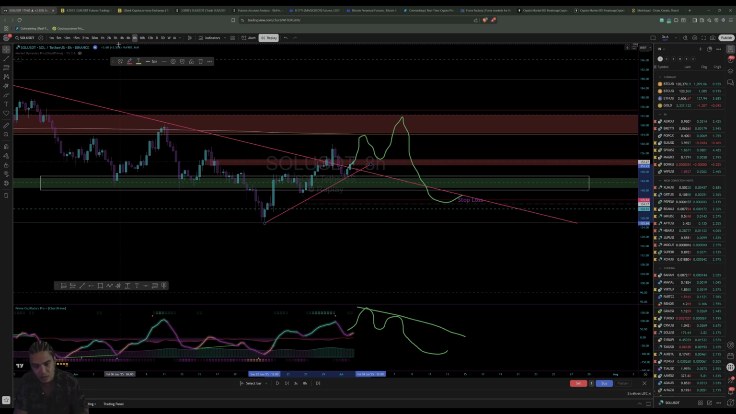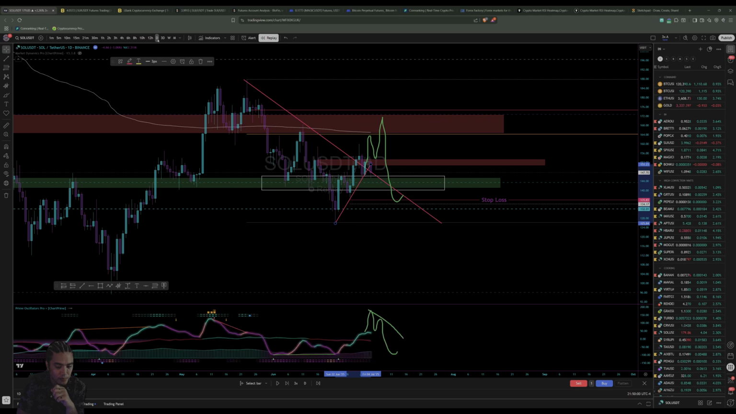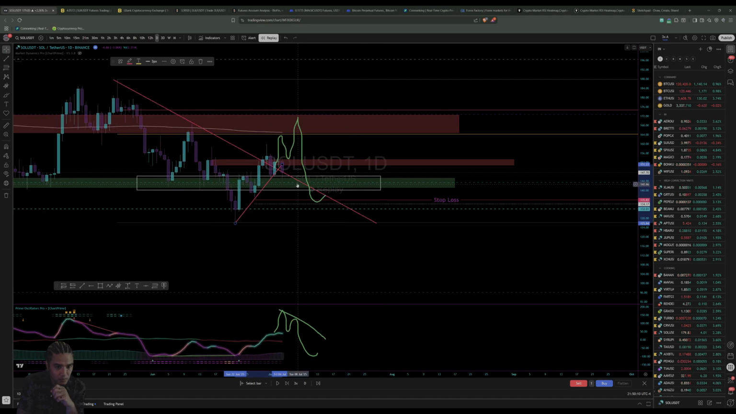Okay, so it respected the trend again. Oh, not looking good. We're making lower lows, and that is starting to print lower lows. Strength doesn't look too good there. Money flow is coming down, but I'm still in profit. I want to see if it's going to respect this bounce zone.